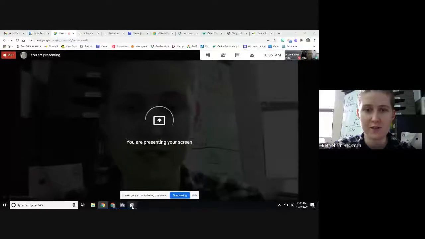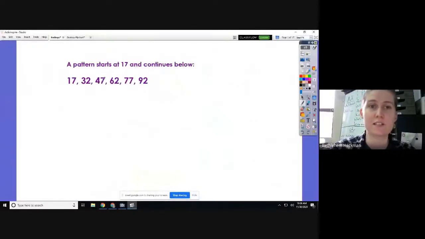So let's take a look at a pattern and see if we can determine what's happening to it and find out that rule. I'm going to go ahead and present my entire screen to you. This pattern says it starts at 17 and it continues below. We have a set of numbers here, and they're following a certain rule. That word pattern lets us know we're following a rule. So let's see if we can determine what that rule is.